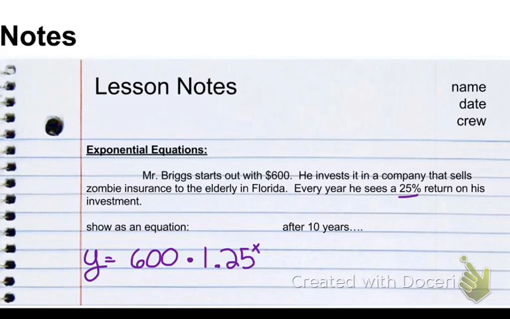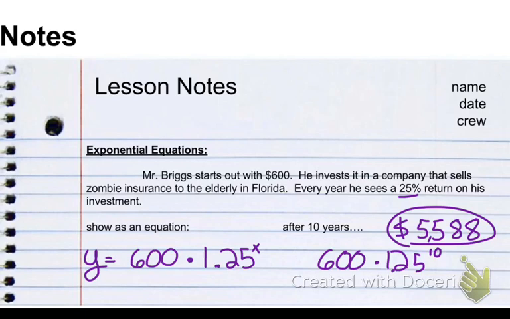Okay, so what's that going to look like after 10 years? Well, after 10 years, to solve this, I would take 600 times 1.25 to the 10th power. And if I put that into a calculator, 600 times 1.25 to the, where's the exponent button on this calculator? To the 10th power, I end up getting $5,588 more or less. So apparently the zombie insurance business is very, very good.